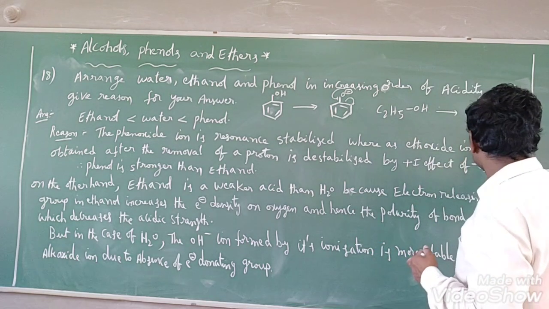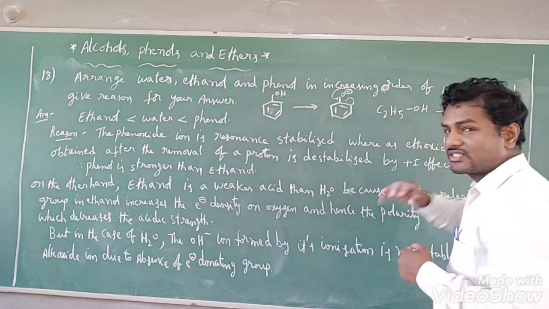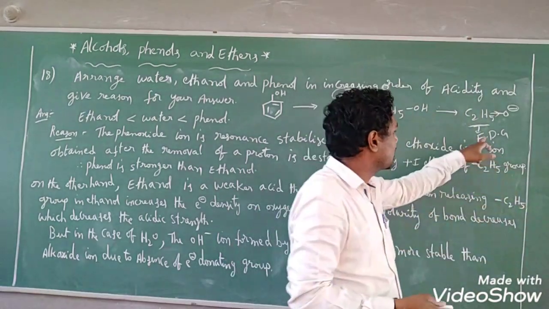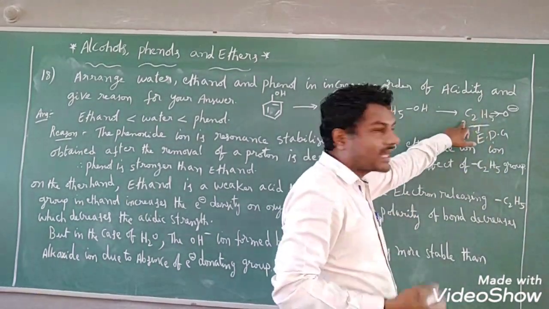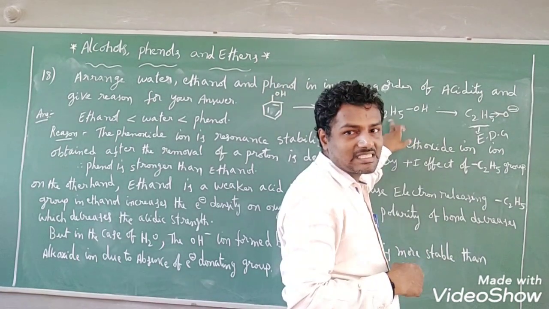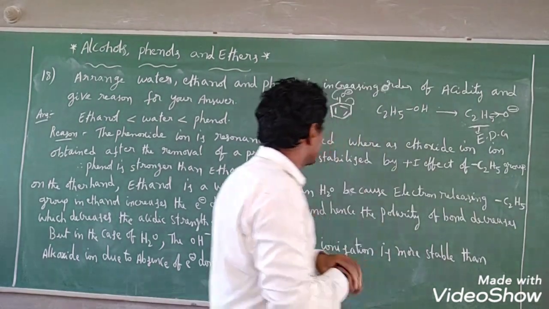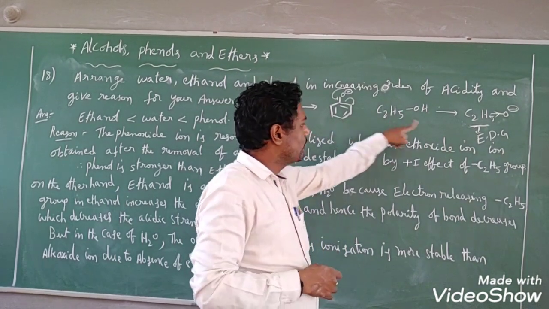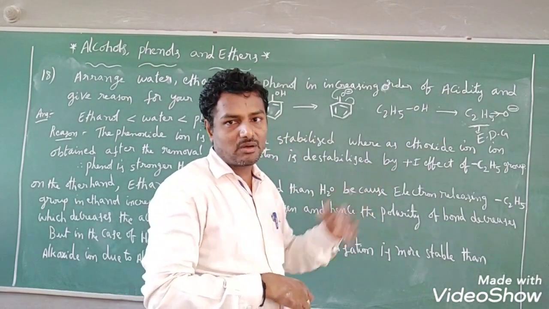But instead of being neutralized, the electron density on oxygen is still increasing due to the presence of what? Electron donating group. So that's why the ethoxide ion is destabilized due to the presence of the plus I effect group, that is the C2H5 group, students. Because of that reason, phenol is more acidic than ethanol.